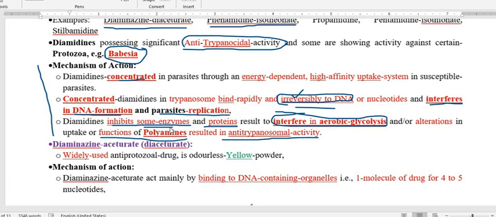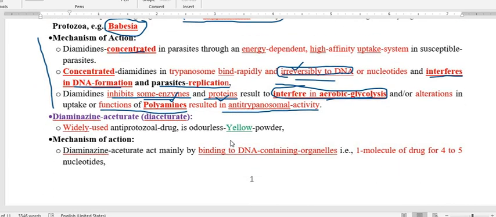First, it binds irreversibly with the DNA, so it hinders DNA formation and parasite replication. It also interferes with energy generation by inhibiting enzymes and proteins, thus interfering in aerobic glycolysis, and finally ATP generation is affected. In addition, it also affects the function of polyamines of the susceptible parasite trypanosoma. So this is the mechanism of action of diamidines.